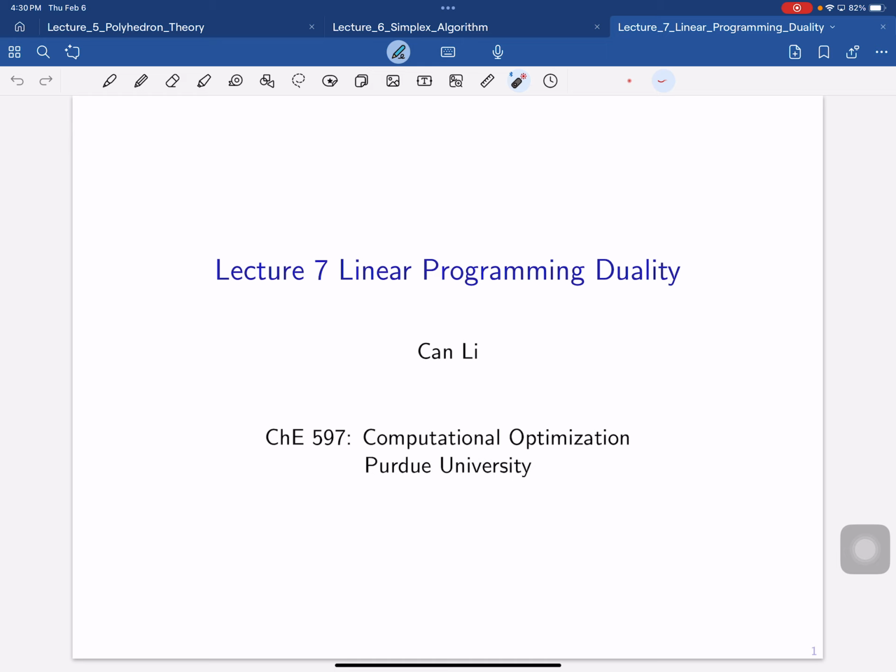For example, the most common one is the so-called Lagrangian duality, which is what we will use to derive linear programming duality. But actually, there are different ways to derive linear programming duality. There are more mathematical treatments of it, but we will just use the Lagrangian dual since it's more intuitive. And we will also use it to derive other forms of duality, for example, for nonlinear programming and for mixed integer programming.